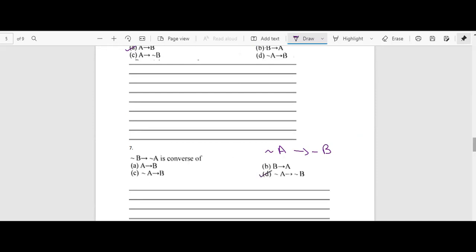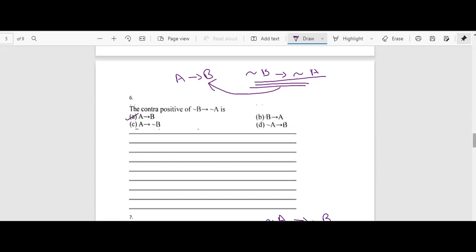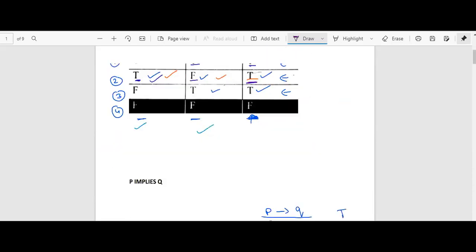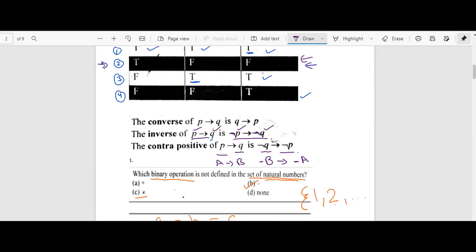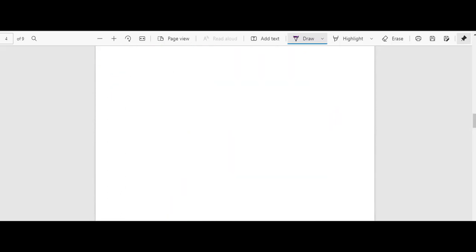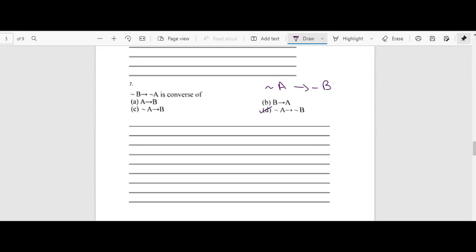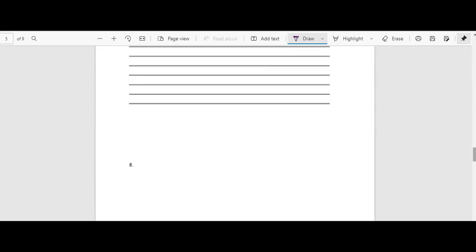Because again, if we have a look at the definition of converse, here it is. The only difference is that if we had P here, it's here now. If we had Q after arrow, now it's before arrow, right? So yeah, we are done with that question as well. Now let's talk about the eighth question.